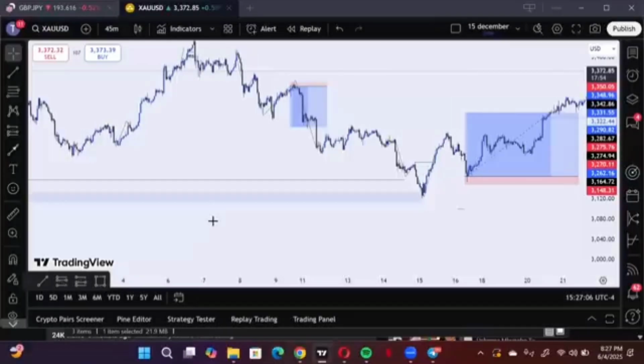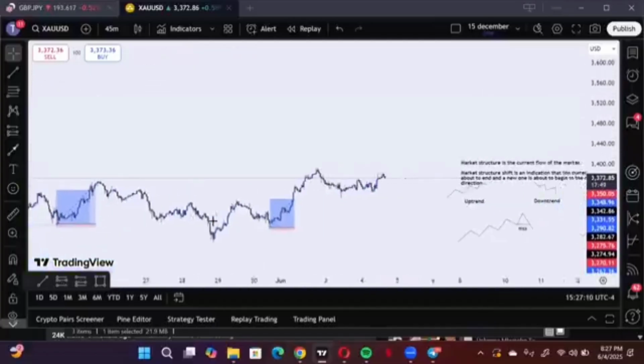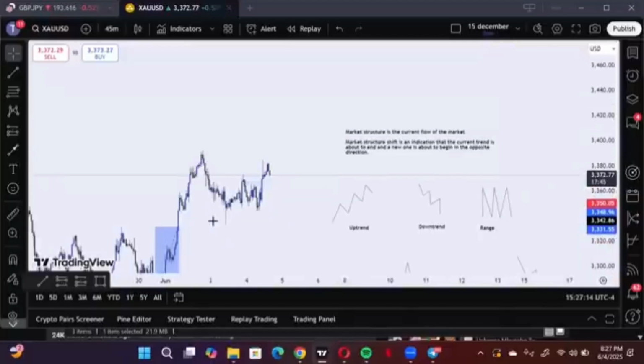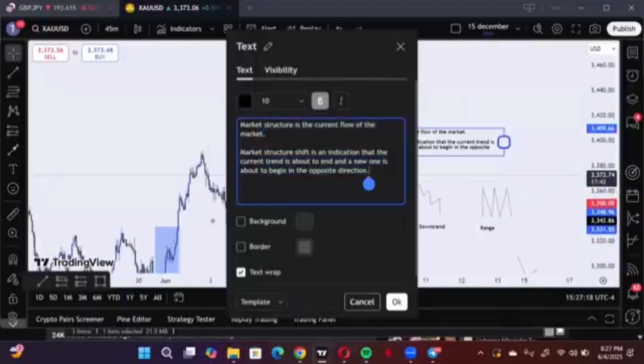A break of structure is basically a scenario where the market keeps breaking key levels while maintaining its current trend. A market structure shift is an indication that the current trend is ending and a new one is about to begin in the opposite direction. So in structure shifts, you are trading opposite of the current trend, but in break of structure, you are trading in line with the current trend.